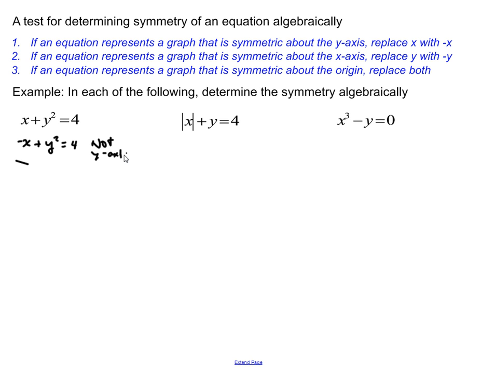How about the next function? Absolute value of x plus y equals 4. If we replace x with negative x, does it change the kind of values that we would get for this function? Well, in this particular case, no, it does not, because absolute value of negative x is equal to absolute value of x. So in this particular case, we would say, yes, it is symmetric to the y-axis.